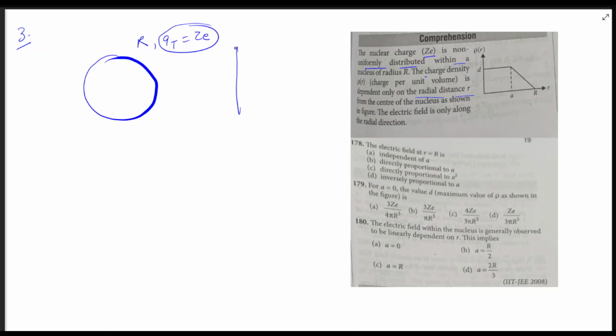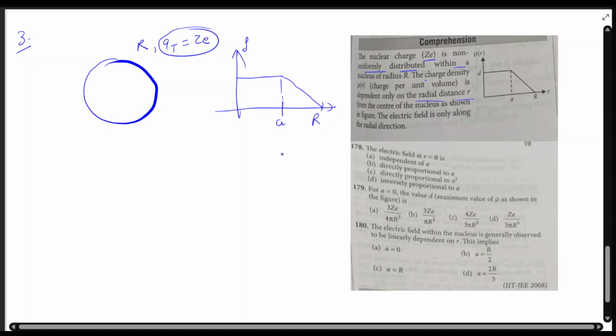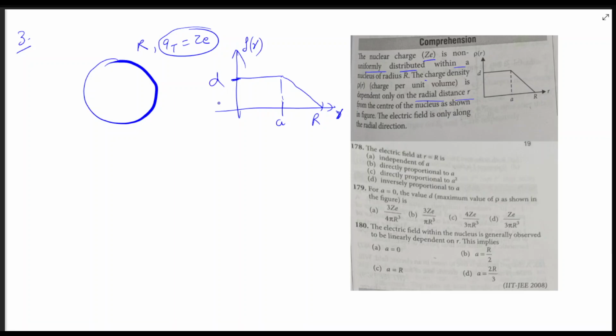Okay, so this is not a figure, this is actually a graph between r and density, right? So it will be constant till a, and then it decreases till capital R, and this is d. The electric field is only along the radial direction. So it is always along the radial direction.